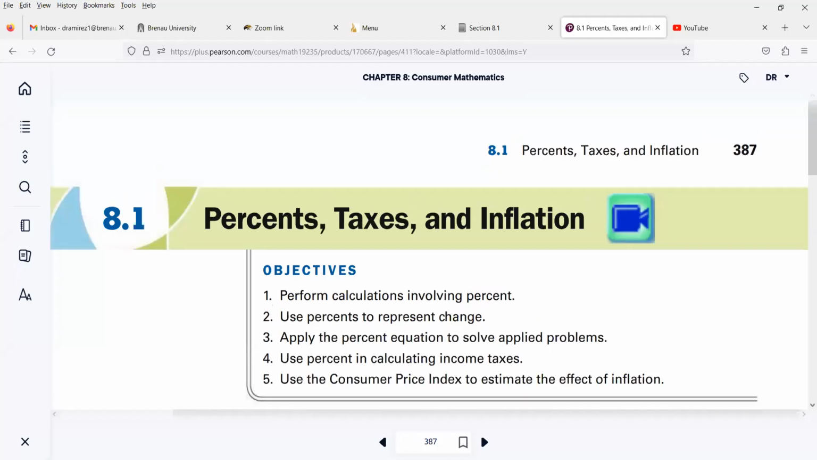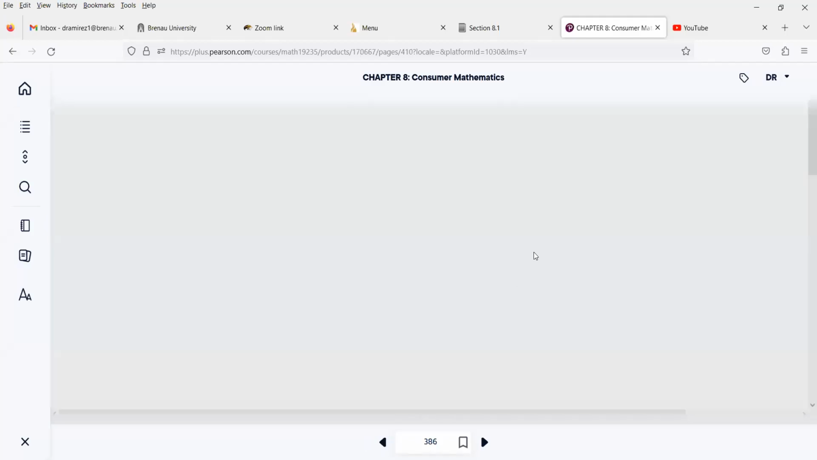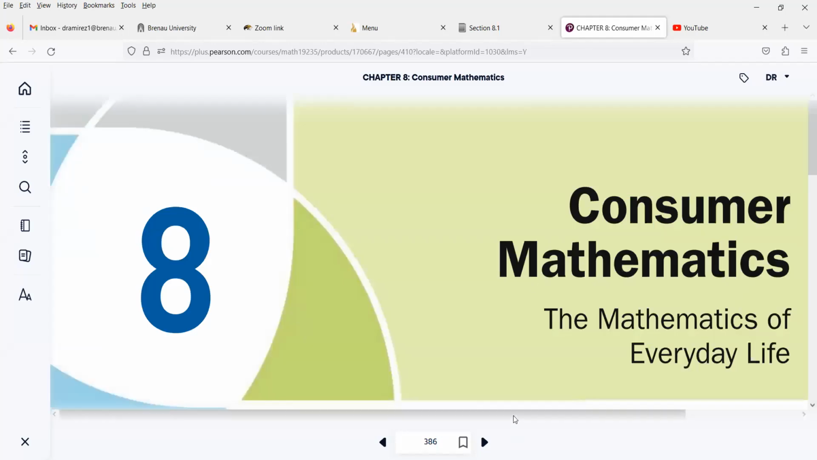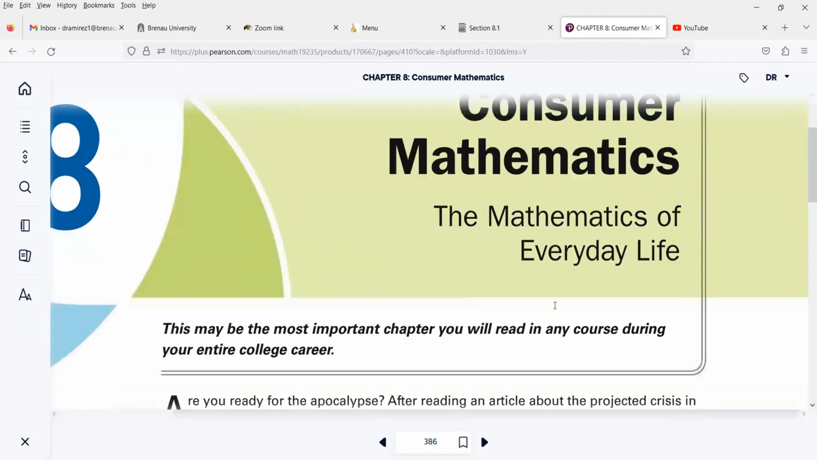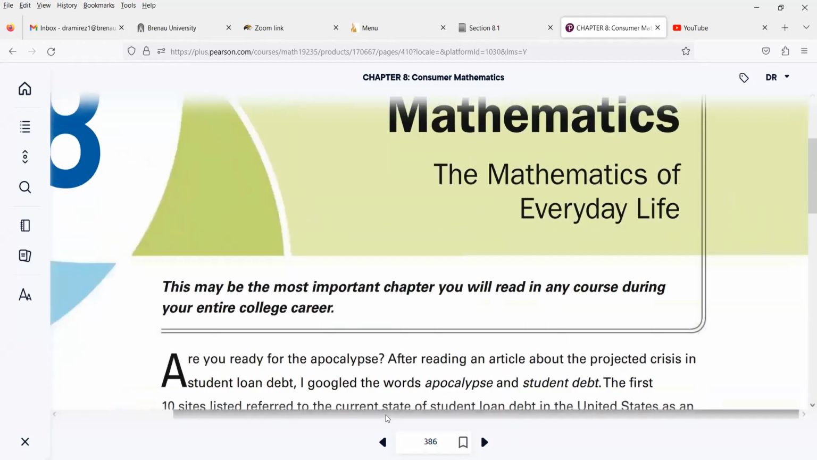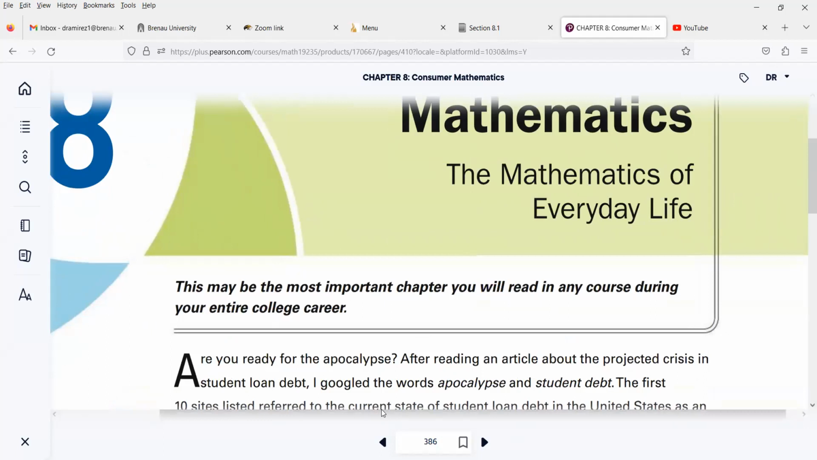I'm starting chapter 8. If you read the description of the chapter, it is about consumer mathematics, or the mathematics behind money management. It says in the introduction, this may be the most important chapter you will read in any course during your entire college career. I wouldn't say that, but it's definitely important because this chapter is about managing money.